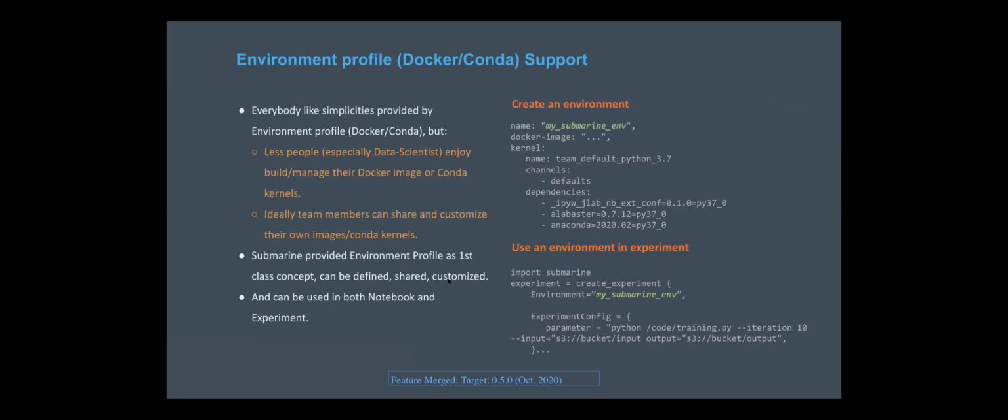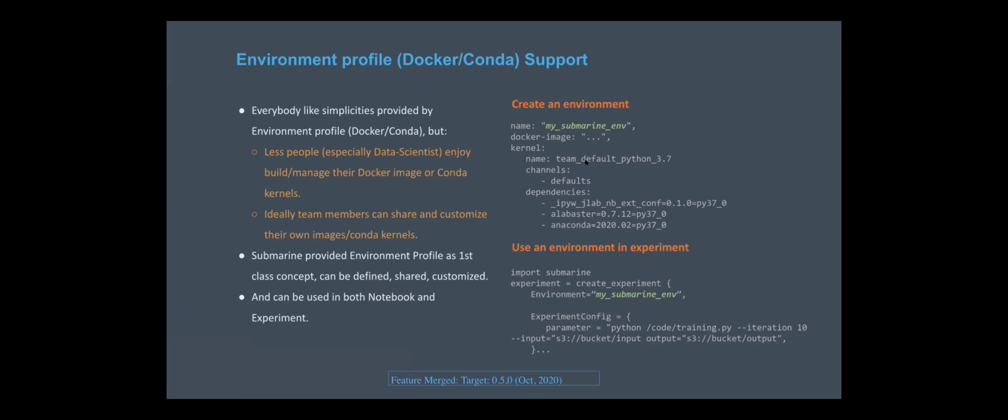If they need to add a few more dependencies to the environment, they can add them. This can be used in both notebook sessions and experiment jobs. They can refer to the environment profile best suited for the notebook or experiment. They can use the Python API to create the environment, specifying a name, a Docker image, and the Conda dependencies.